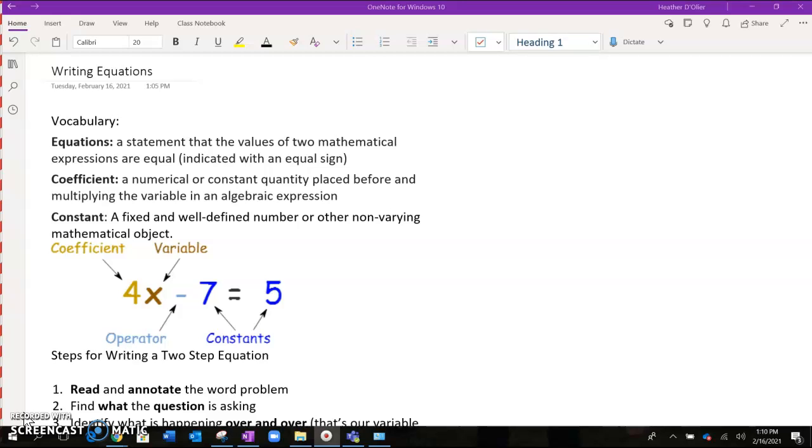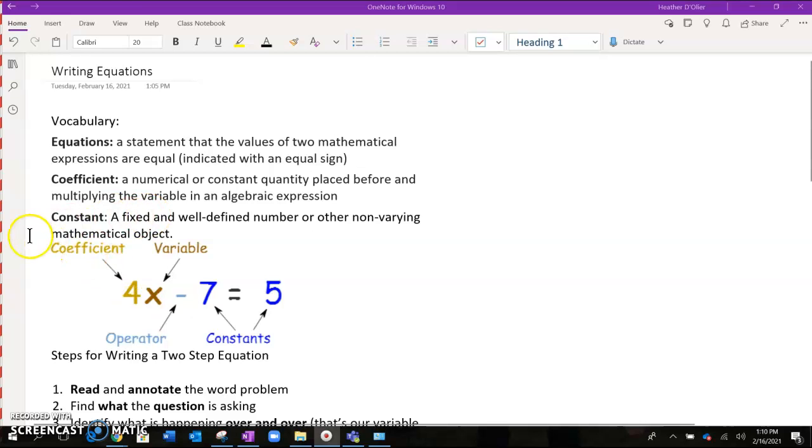Okay. Now within those equations, we have coefficients. That's the numerical or constant quantity placed before and multiplying the variable in an algebraic expression. So right here, where it says 4x, the coefficient is 4. We can say that means there are 4 x's, or 4 times whatever the value of x is.